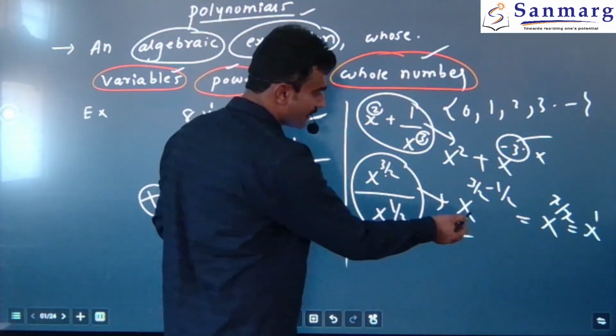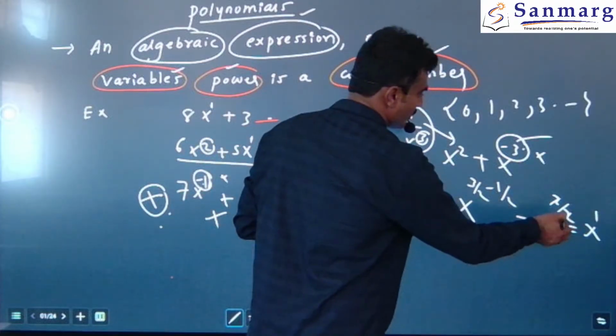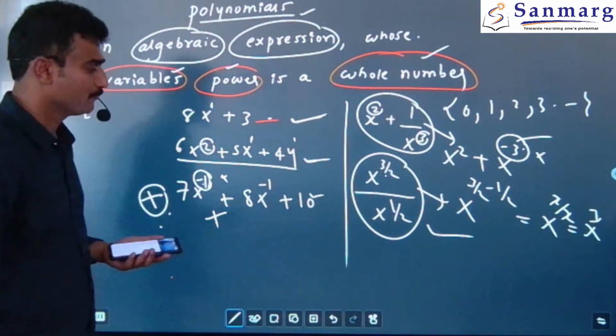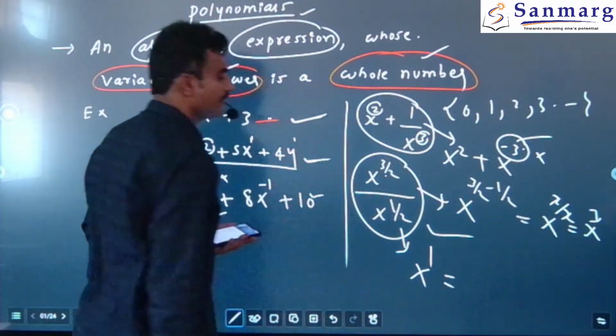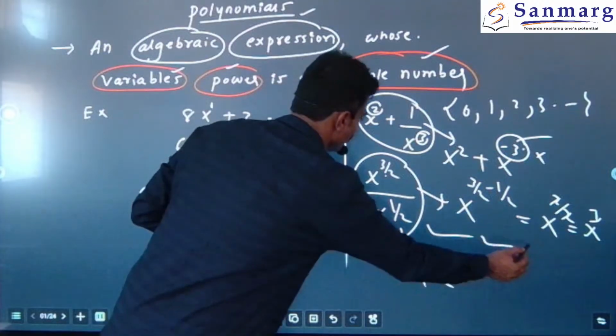we will get x raised to 3 by 2 minus 1 by 2, where it is x raised to 2 by 2. After simplification, we get the power of x as 1, which is a whole number. Therefore, the last one is a polynomial.